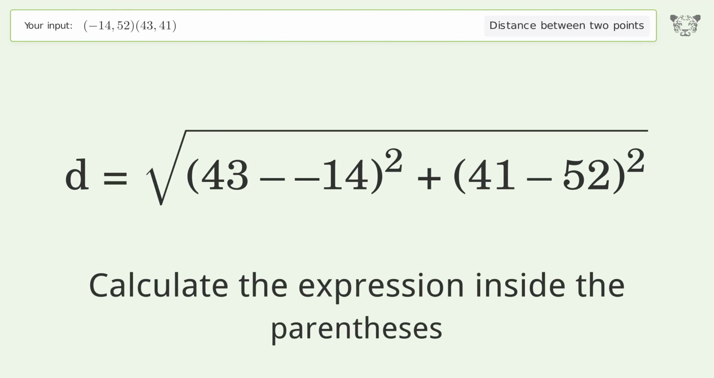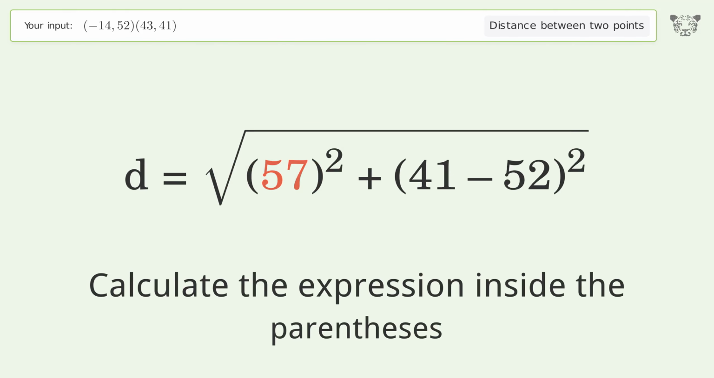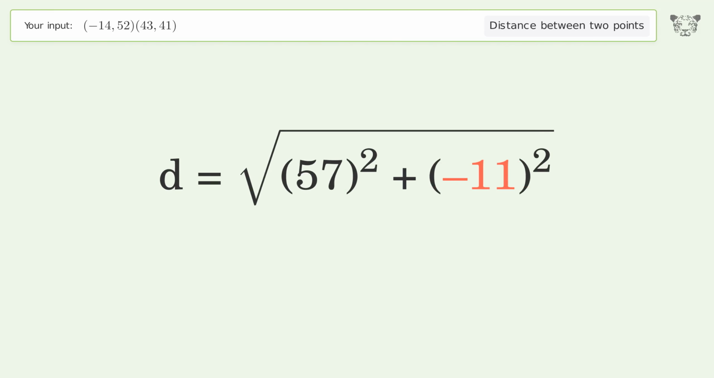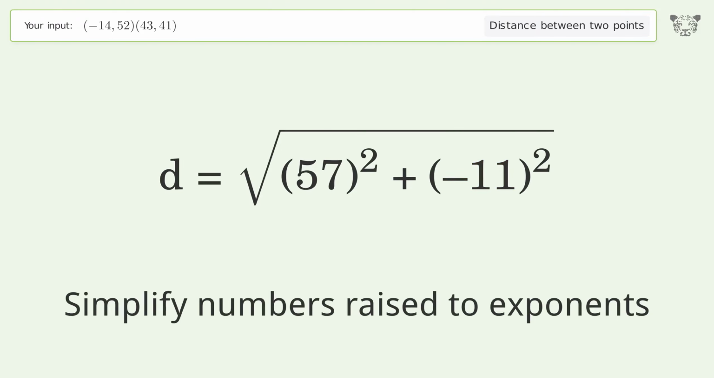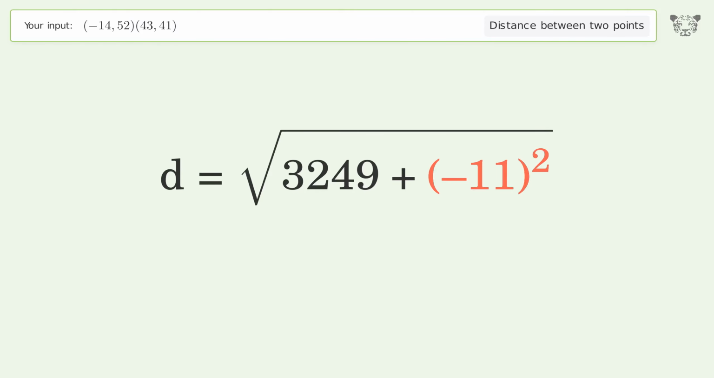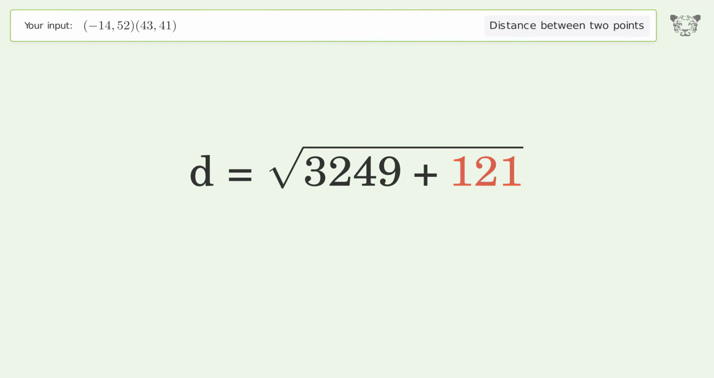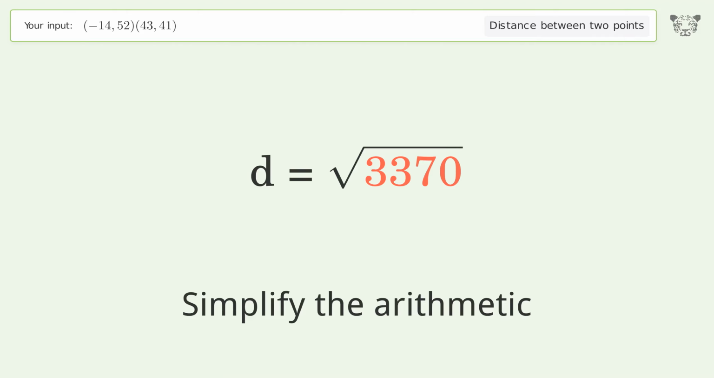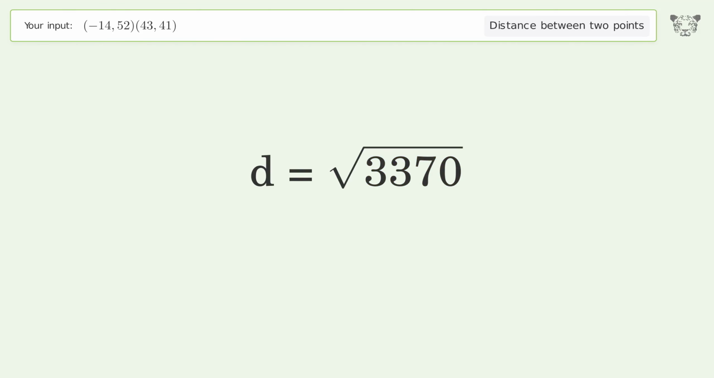Calculate the expression inside the parentheses. Simplify numbers raised to exponents. Simplify the arithmetic. And so the distance between the 2 points is the square root of 3,370, or 58.052.